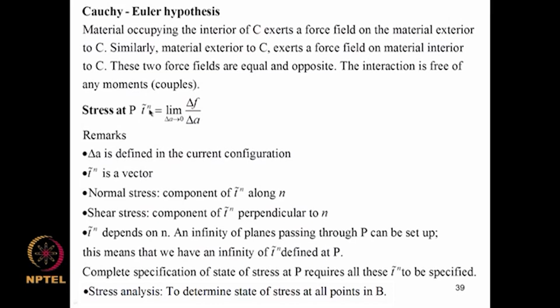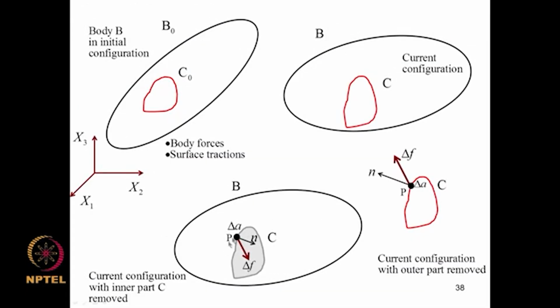Under these conditions we define stress at P. I call it T tilde n, where n is a unit outward normal and the tilde denotes that it is a vector. This is the limit of delta A going to 0 of delta F by delta A. Delta A is defined in the current configuration, and T tilde n is a vector. Normal stress is the component of T tilde n along n, and shear stress is the component of T tilde n perpendicular to n. T tilde n clearly depends on n. Passing through this point P I can select many area segments; the way I have cut this is not the only way. So the direction of the unit outward normal can vary.